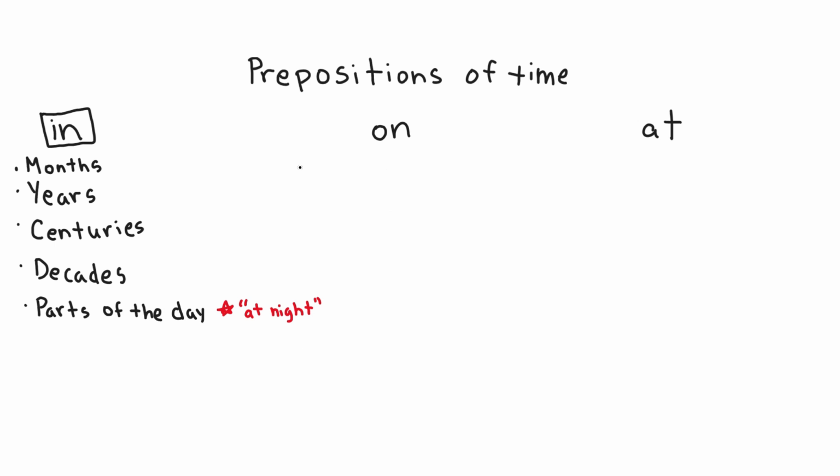the preposition on, it's used for days of the week. For example, we use it like on Monday, on Friday. Also used for specific dates. Some examples would be on March 22nd, on July 4th. These are specific dates. Also used for holidays with the word day.